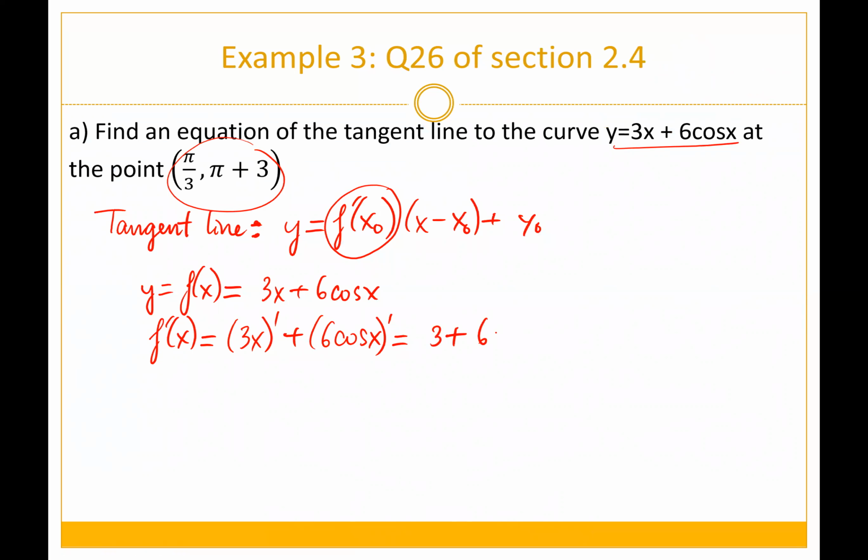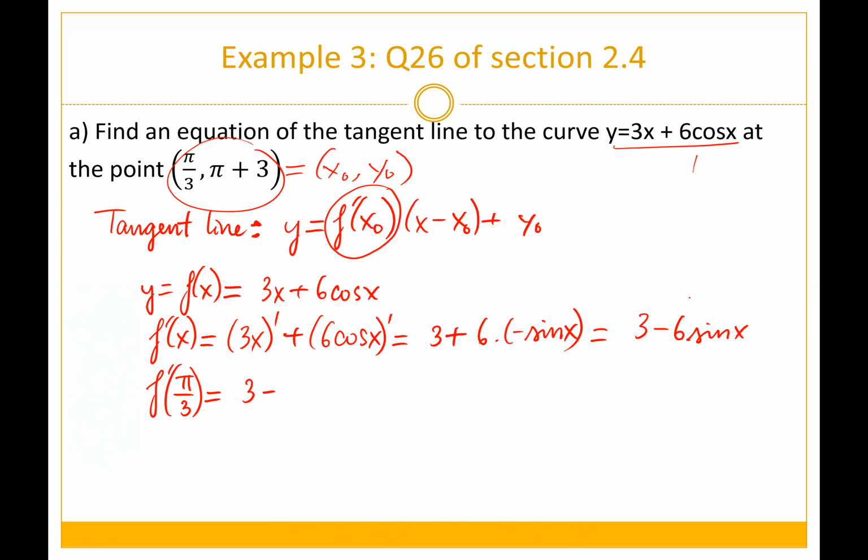Again, I take the 6 out, and the derivative of cosine is negative sine x. Remember here, there's a negative. So it's 3 minus 6 sine x. So if I plug in pi over 3, so f prime of pi over 3, because I need to find the derivative at that point x0, this is equal to x0 and y0. So here we have 3 minus 6 sine of pi over 3.